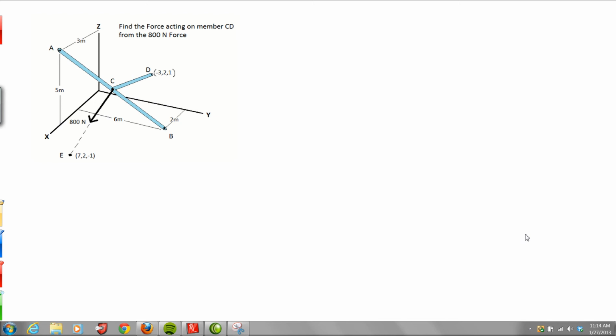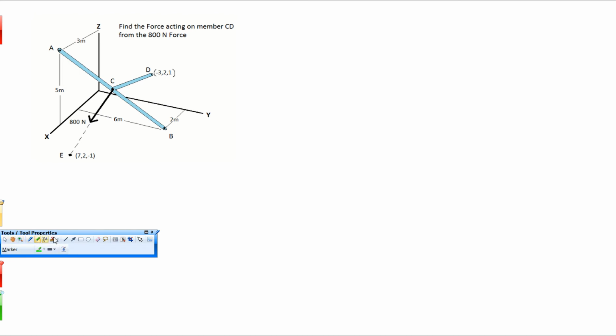This one is on the dot product again, projecting forces onto a member. I've created this problem in response to your last video, when I noticed that a lot of you are having a little bit of trouble with force projections. So in this problem we're asked to find the force acting on the member CD from the 800 Newton force. We're trying to find the amount of this force acting on this member CD.